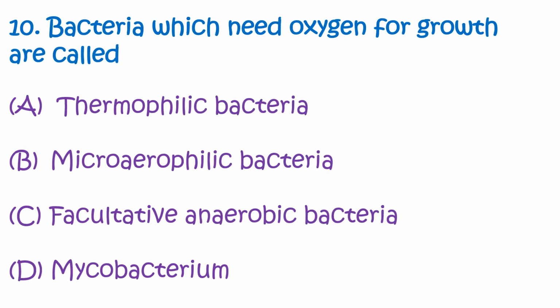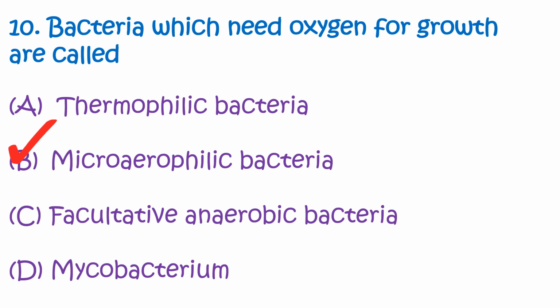Question number 10. Bacteria which need oxygen for growth are called. Options are option A, thermophilic bacteria, option B, microaerophilic bacteria, option C, facultative anaerobic bacteria, option D, mycobacterium. And the correct answer is option B, microaerophilic bacteria.